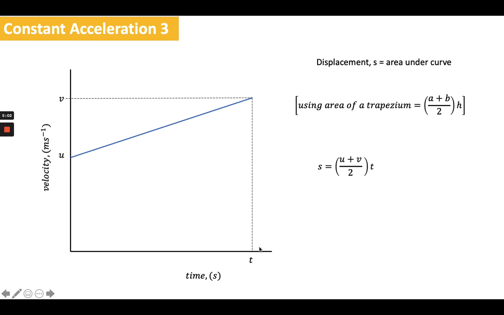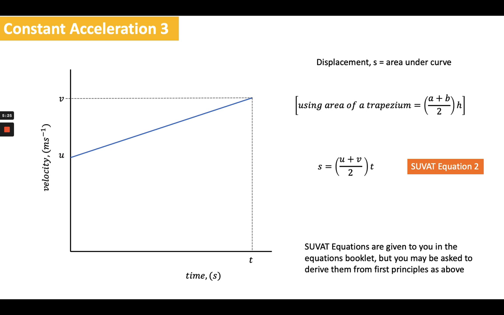And so I know that if the displacement S is the area under the curve, then S equals (u plus v) over 2 multiplied by the distance between them, which is t. Okay, that's the second SUVAT equation. Easy as that. And if you do use a compound method to find the area under this curve, you will get the same answer. So feel free to try that if you'd like to.